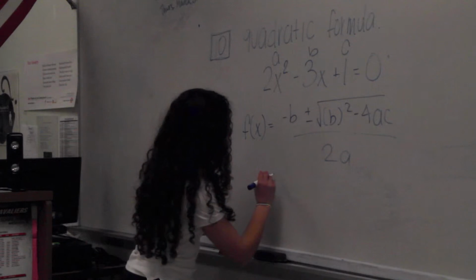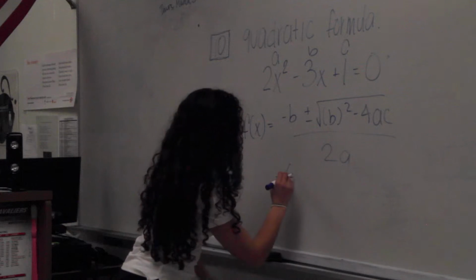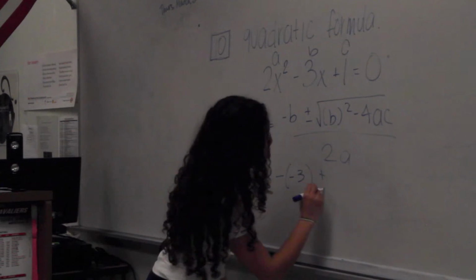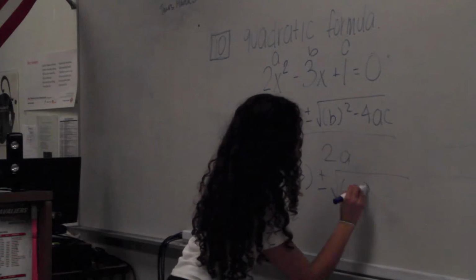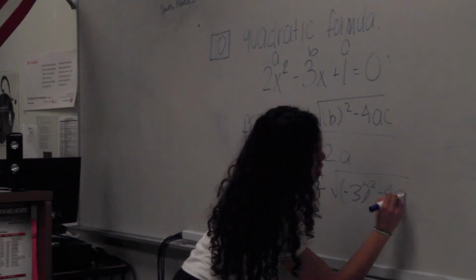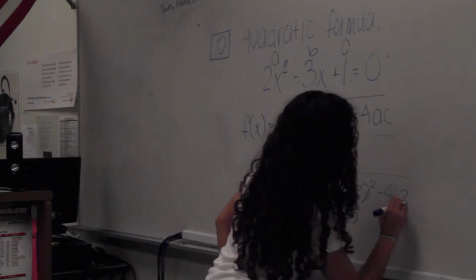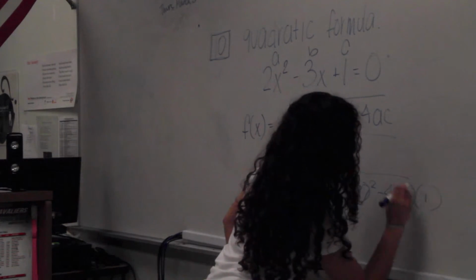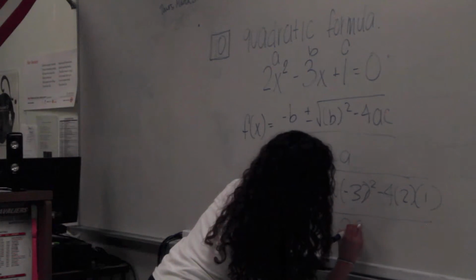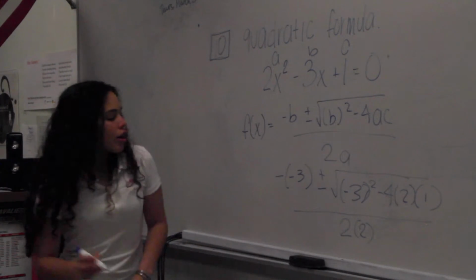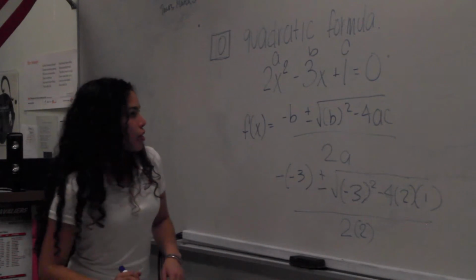All right, so minus b, negative b. Well, b is already negative, so let me just rewrite that. Whatever, I'm going to write it all out. Plus or minus, all right, cool. Negative b squared minus 4, a is 2, and c is 1. Right? You're going to put that all over 2 times 2. All right. So now we're going to simplify.